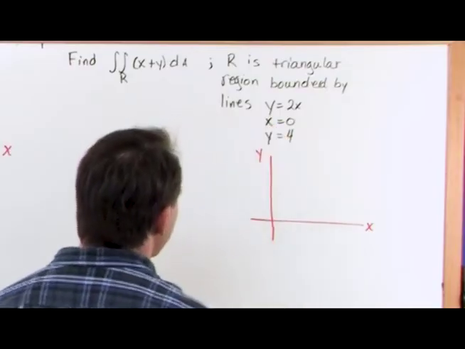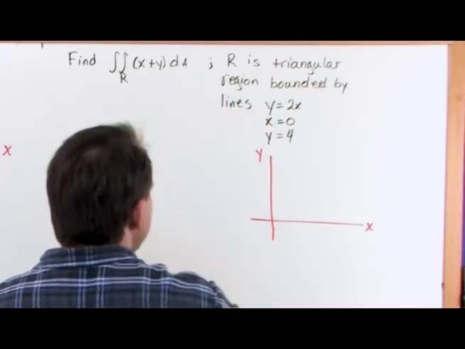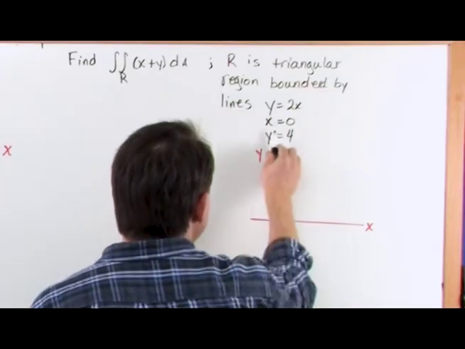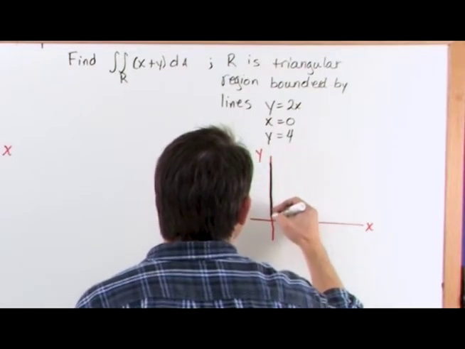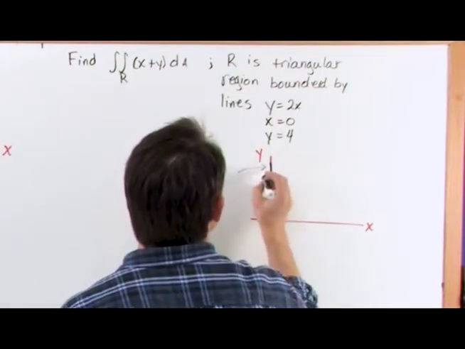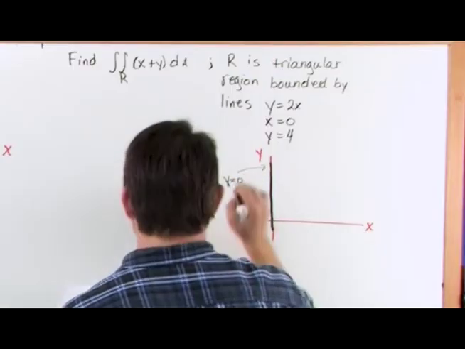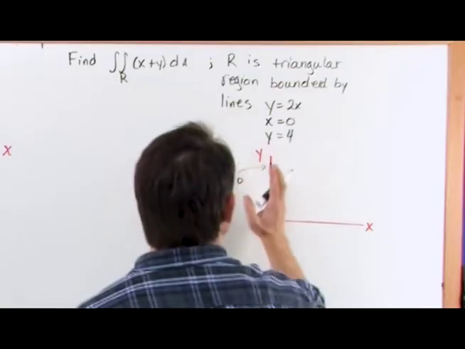x is equal to 0. What does that look like? Okay, well, x is equal to 0 is a line going up and down right here along the y-axis. So I'm going to kind of replace the y-axis with x is equal to 0. Okay, so that's the first boundary of this region.